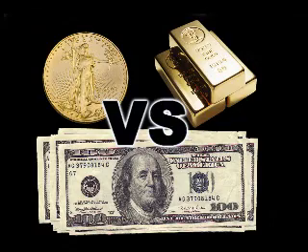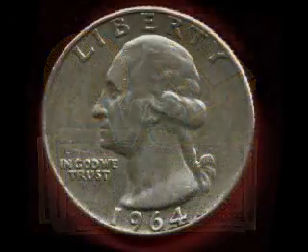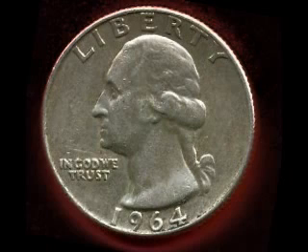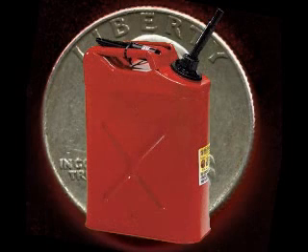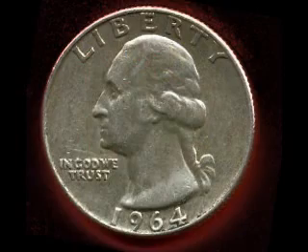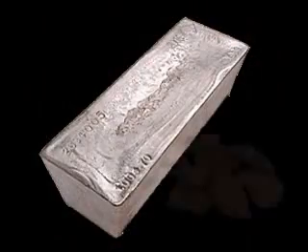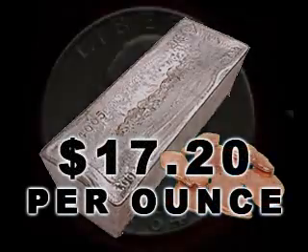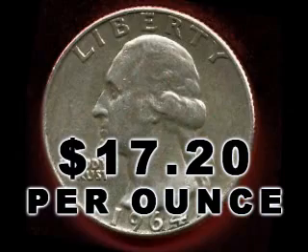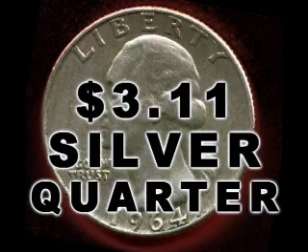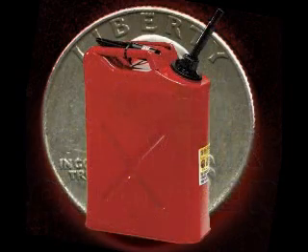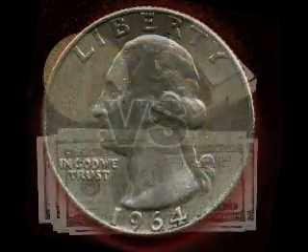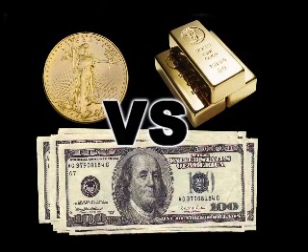Don't believe me? Try this one. Back in 1964 and earlier, a quarter would buy you roughly a gallon of gas. This is because the quarters made in 1964 and earlier were made of 90% silver and 10% copper. So the spot price of silver being $17.20 an ounce, this makes that quarter's actual value $3.11. So you can see that same 1964 quarter will still buy you roughly a gallon of gas today. And in case you're wondering, it takes about 5.5 silver quarters to make up a full ounce of silver.